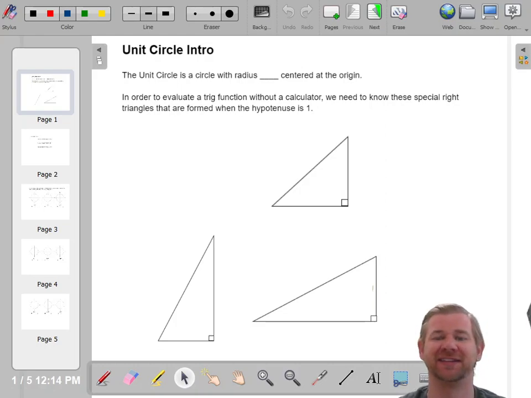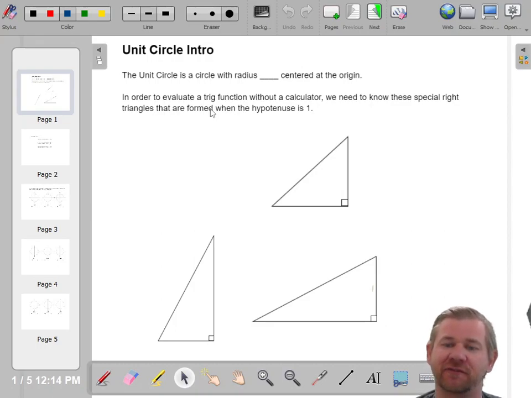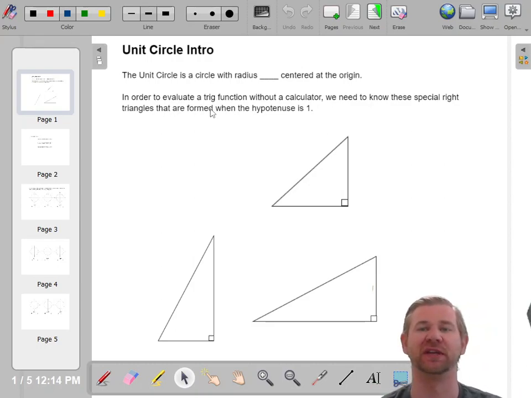Everyone, let's talk about the unit circle. So we're going to introduce some basic ideas here about finding reference angles, and you just need to know two special right triangles, and we can start to build the unit circle.